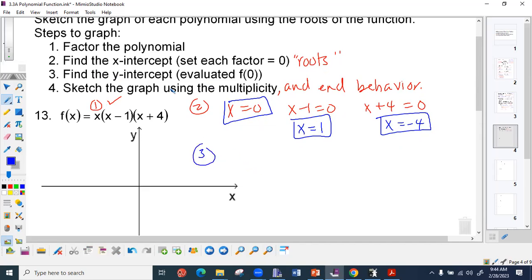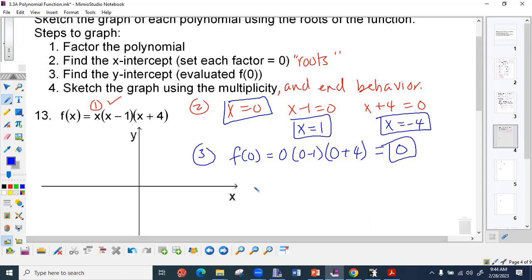Step 3, find the y-intercept. Because x equals 0, we already know that our y-intercept has to be at 0, right? But what this is saying, f of 0, means that everywhere there's an x, it becomes a 0. That's what f of 0 is telling you. Which makes sense. Our y-intercept should be at 0.